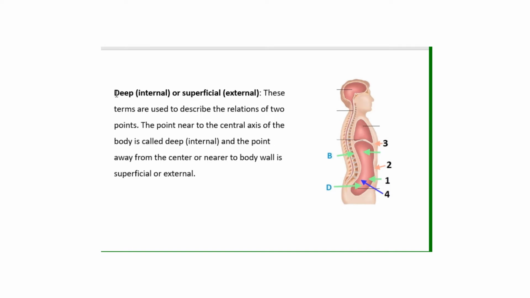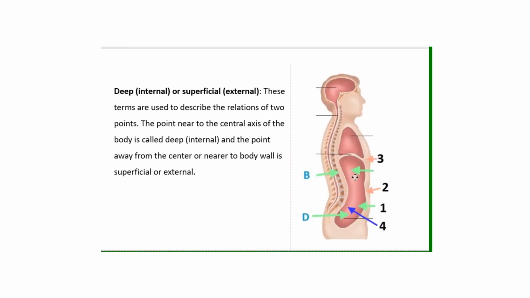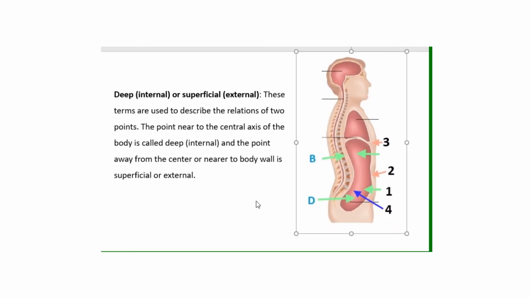Deep or internal and superficial or external is the relation of two points to each other. The point which is the nearer to the body wall, either anterior body wall or posterior body wall, is called superficial, and the point which is away from the body wall, either anterior or posterior, is called deep.